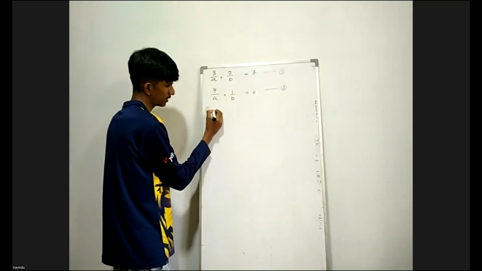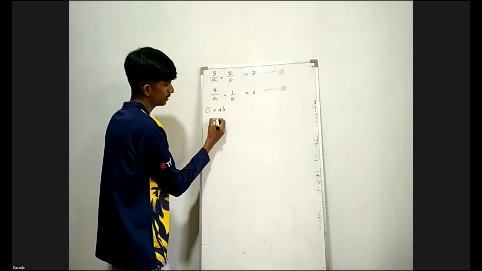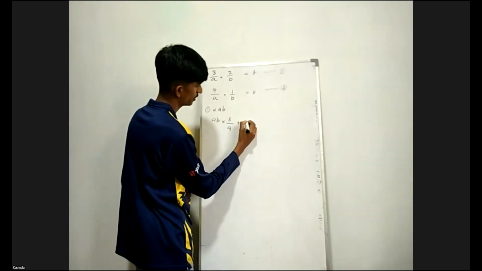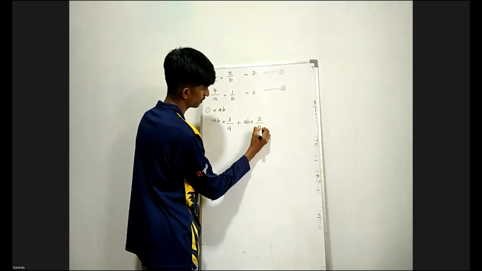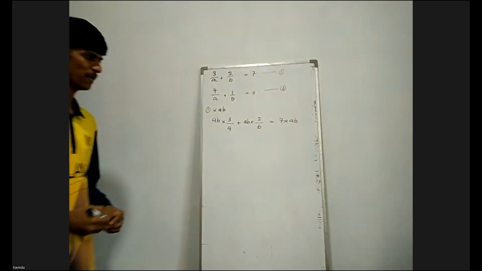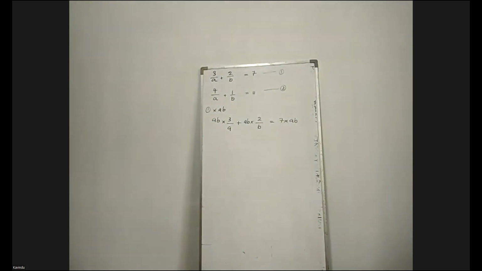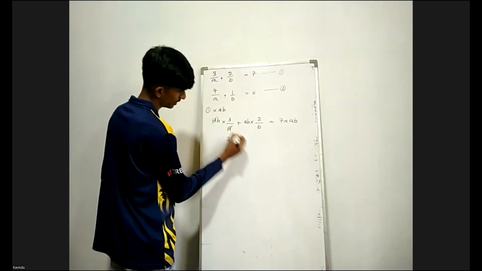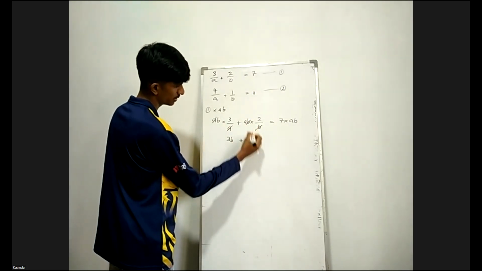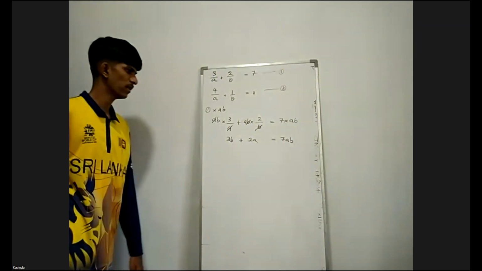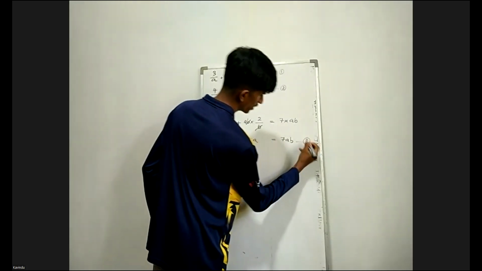Now, see, the first equation is multiplied by AB. AB multiplied by 3 divided by A, plus AB multiplied by 2 divided by B, equals 7 multiplied by AB. Then we can cancel A, giving 3B. Then we can cancel B, and 2A is equal to 7AB.